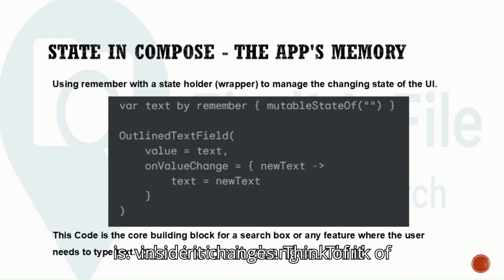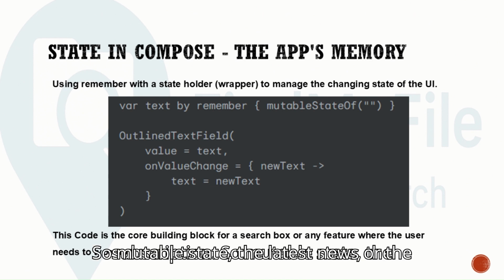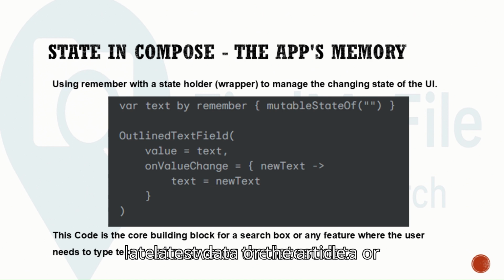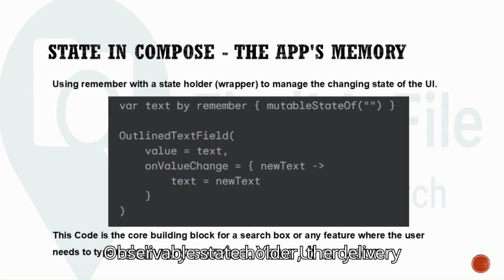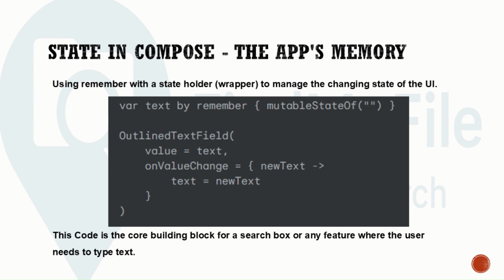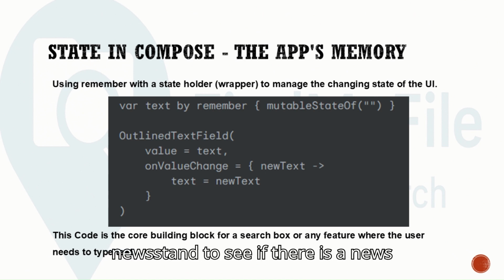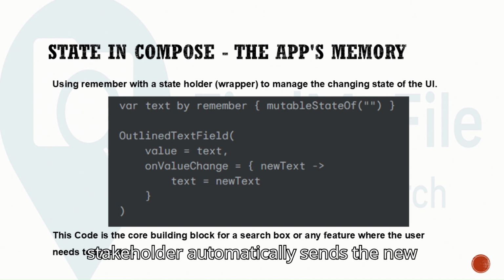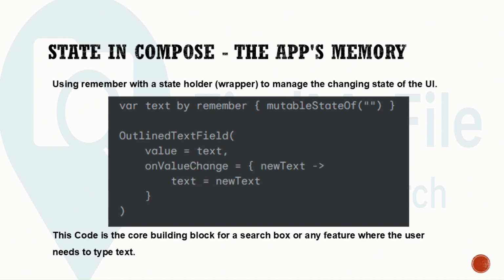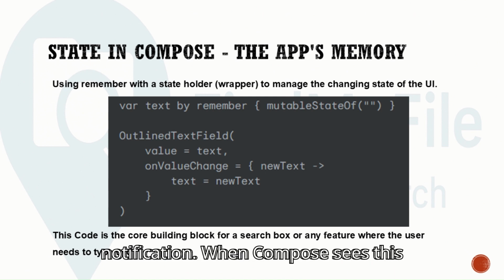Think of it like a newspaper delivery subscription. So mutable state is the latest news, or the latest data, or the article. The observable state holder is the delivery service. Your UI, or your composable, is the subscriber. You don't have to constantly check the newsstand to see if there is a news story. The delivery service, the state holder, automatically sends the new paper, article, or data to you as soon as it is published. More like how you have notifications.